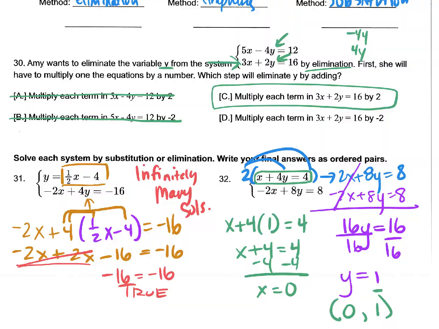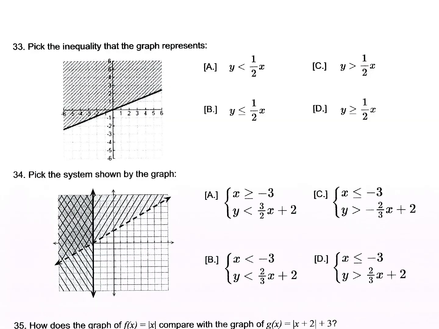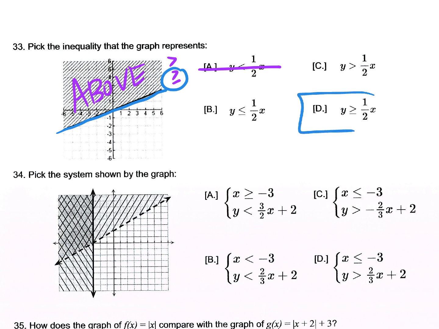X marks the spot. Number 1 says pick the inequality that the graph represents. You could recognize a couple things for this. The first thing I notice is that it is shaded above. If it is shaded above, that means it's either going to be greater than or equal to. So I'm going to eliminate option A because that's less than. In this case, it is a solid line, so that means it's actually going to be greater than or equal to. Oh, it was also not B. So that means answer choice D is our answer.